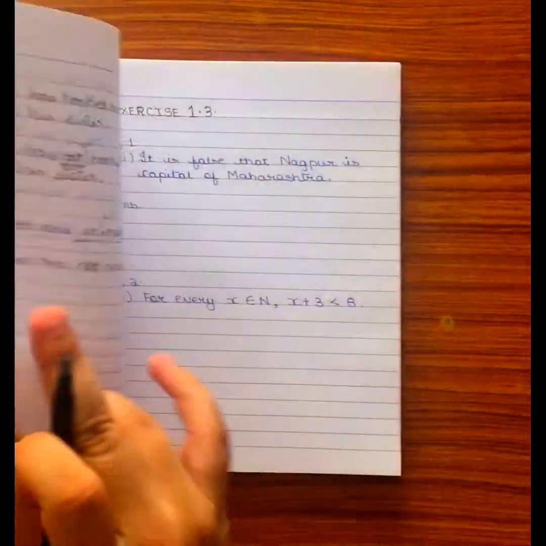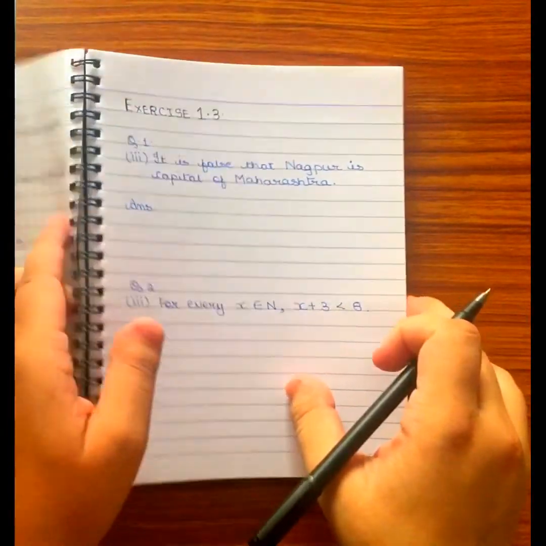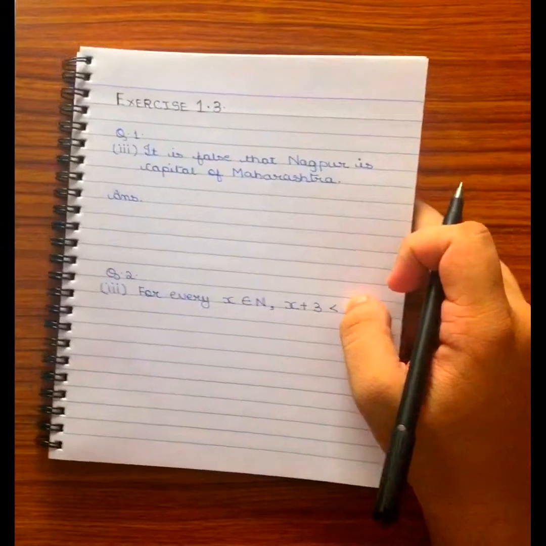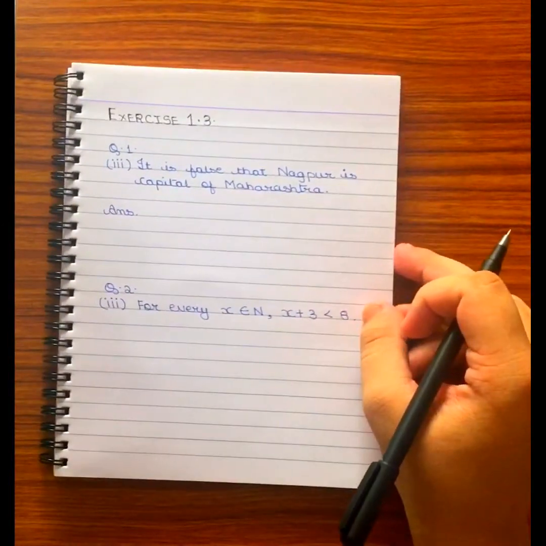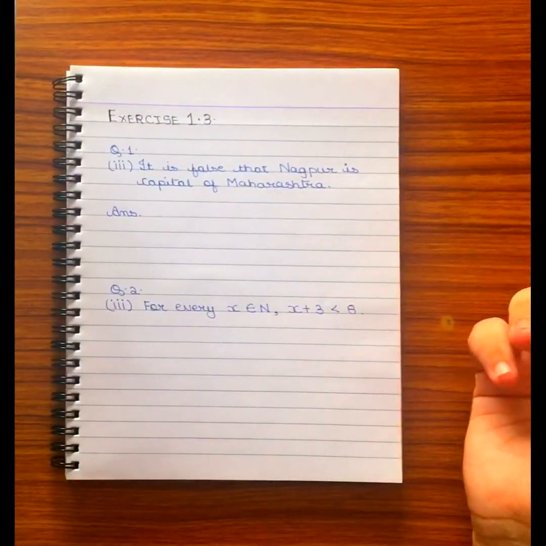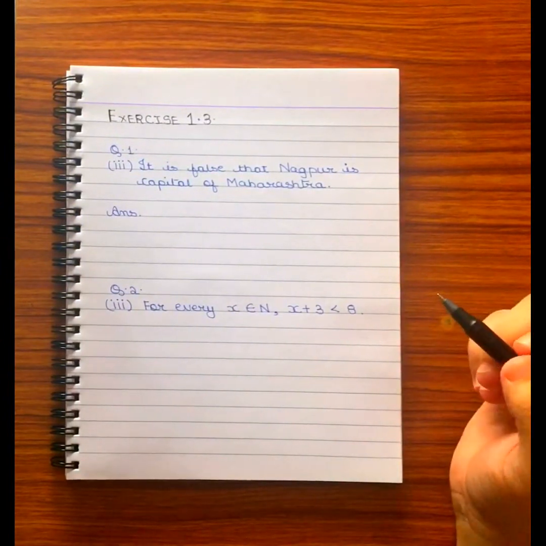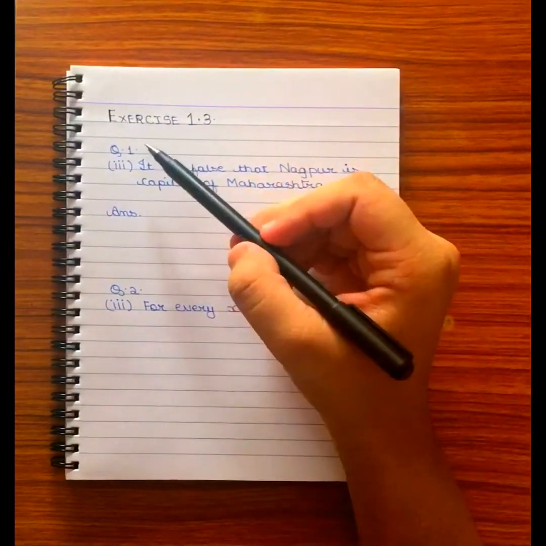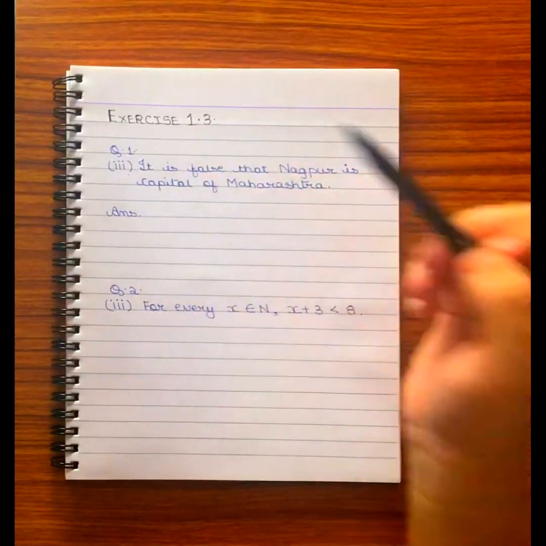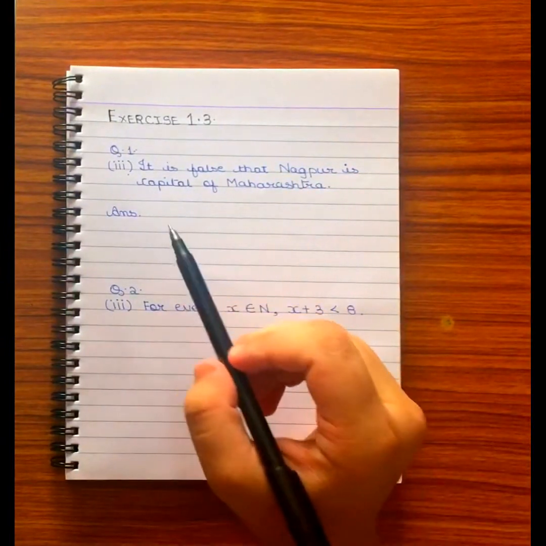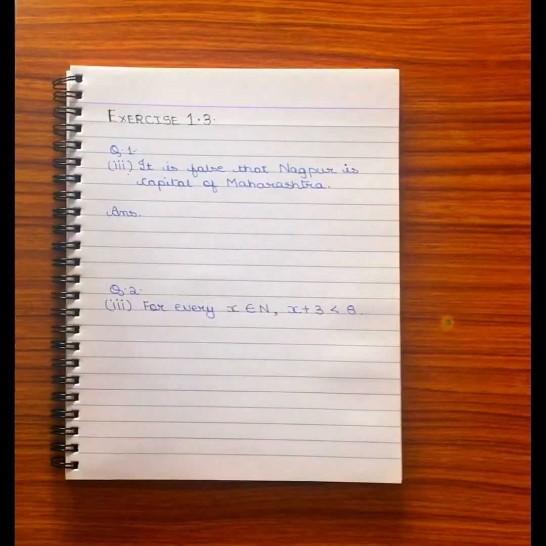Okay, so let's begin with exercise 1.3. You can find it again in the description below if you don't have a textbook, and if you have a textbook you can refer to that as well. So I'm doing question 1, sub question 3. What does it state? Write the negation of the following statements.